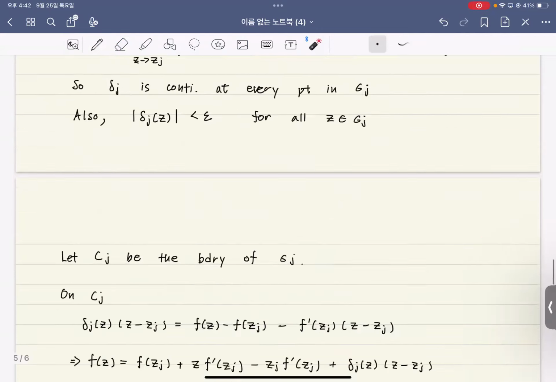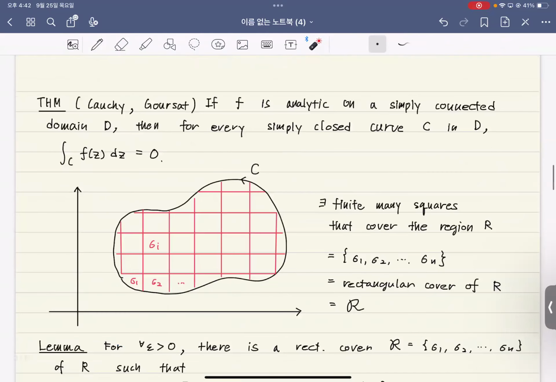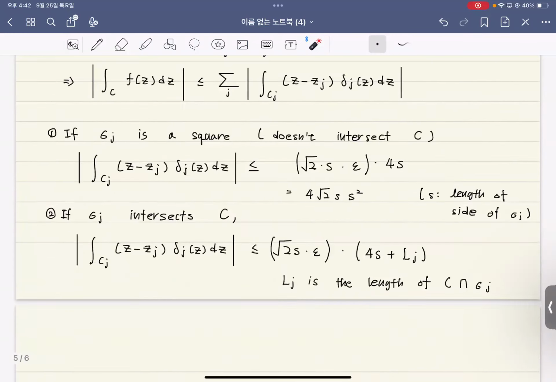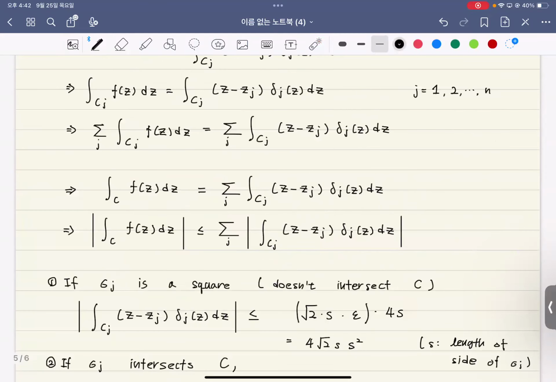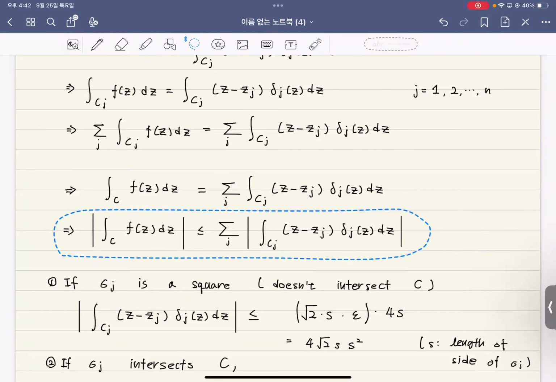Okay, so for this entire boundary curve, there must be some part of the boundary curve intersecting with this partial square, right? So I'm going to call the length of this part Lj. So this guy must be bounded by this number. All right.